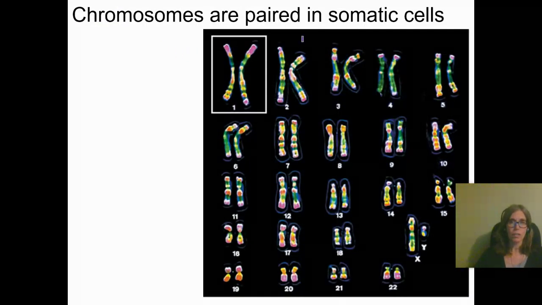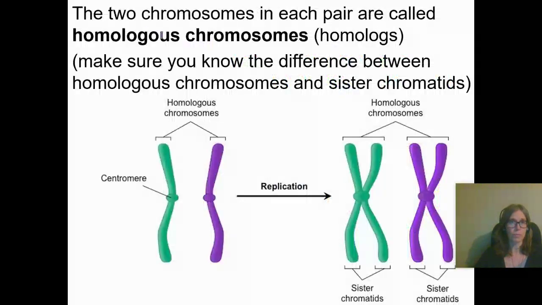Chromosomes are paired in somatic cells, or body cells, so they're not paired in gametes. For humans, we are diploid organisms, which means that we have a full set of DNA from mom and a full set of DNA from dad. And so for anyone with two full sets of DNA, we have paired chromosomes. So we have to define those chromosomes.